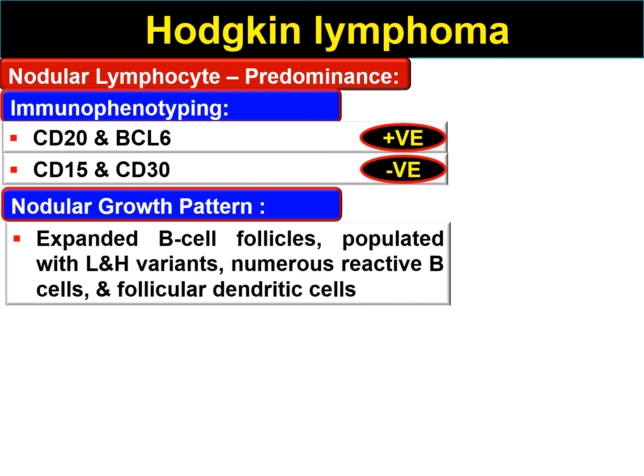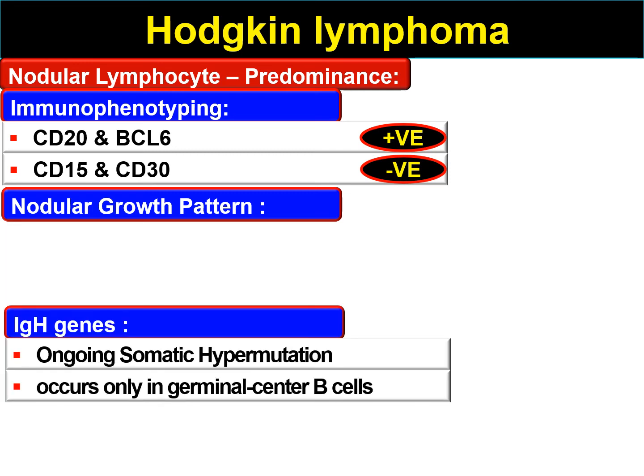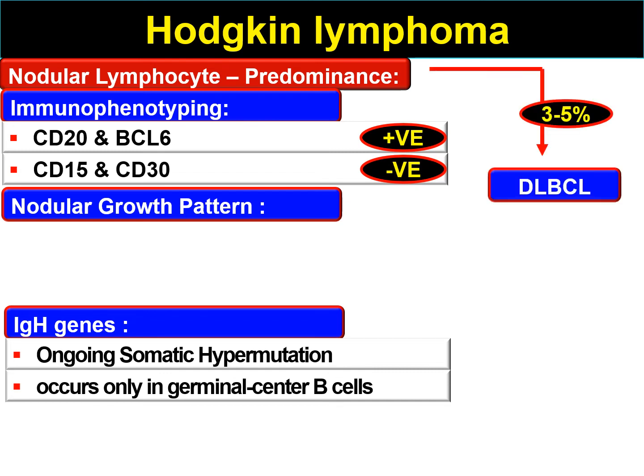Then it has also got a nodular growth pattern. There is presence of expanded B cell follicles that are populated with LP variants and numerous reactive B cells and follicular dendritic cells. There is IGH gene somatic hypermutation that occurs only in the germinal center B cells. 3 to 5% of this nodular lymphocyte predominance variety go towards DLBCL, diffuse large B cell lymphoma.